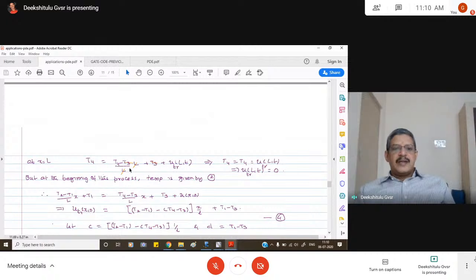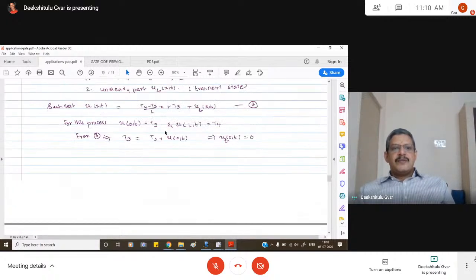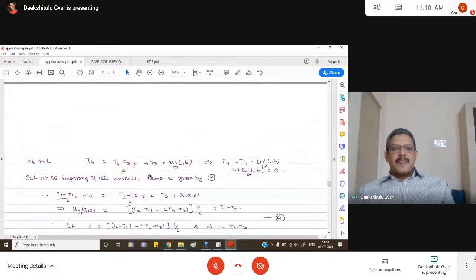Similarly, x equal to L: if you put L here, T4 minus T3 by L into L, L gets cancelled, T3 gets cancelled, so you get T4 plus U_TR of L,t. That means if you cancel T4, U_TR at L becomes 0. So these are the boundary conditions.